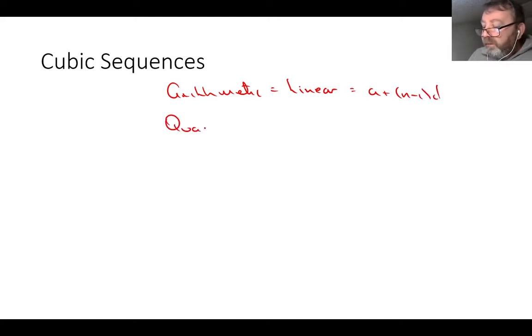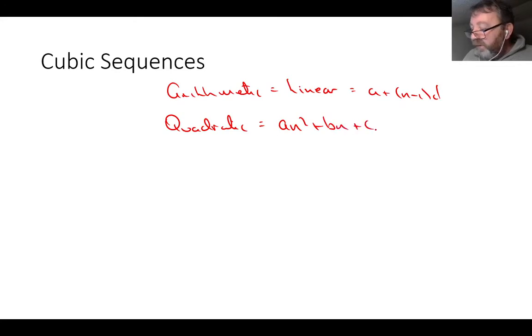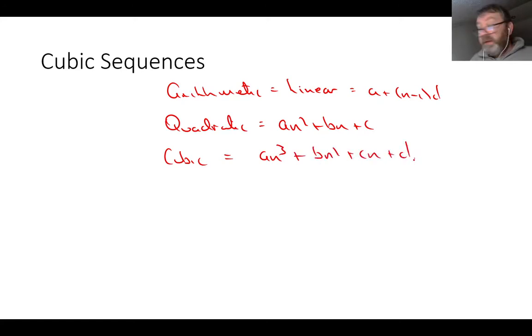What about a quadratic? Well, the quadratic formula is exactly the same as the quadratic expression, a n squared plus b n plus c. So therefore the cubic one will be a n cubed plus b n squared plus c n plus d. Now they won't ask you any complicated algebra with cubics. The only thing they will do is throw you a sequence and ask you to prove that this is cubic. How do I do that? If linears have a first level constant difference and quadratics have a second level constant difference, well then cubics will have a third level common difference or constant difference.